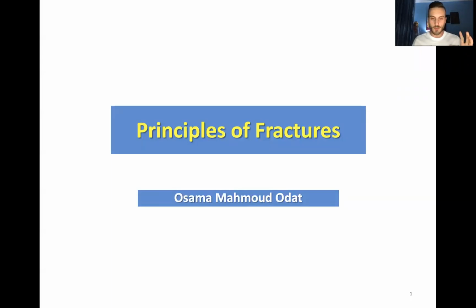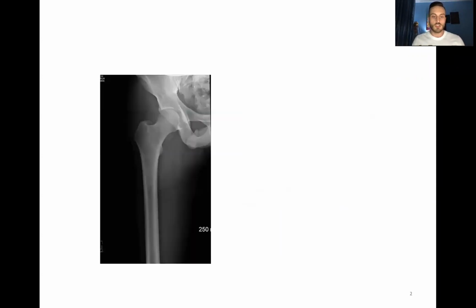So this is the second lecture that's going to be talking about principles of fractures. One of the most important lectures, one of the lectures I really like. It's fun, it has a lot of biomechanics. So let's get started. As you can see in this X-ray, this is a normal X-ray for a right hip joint, showing the femur and the right hemipelvis.